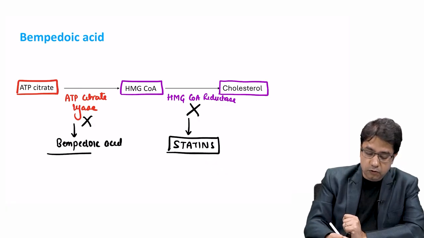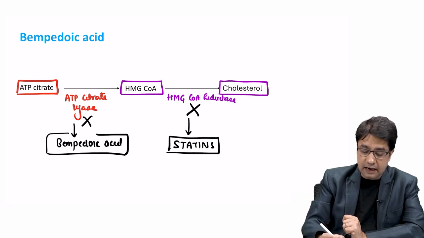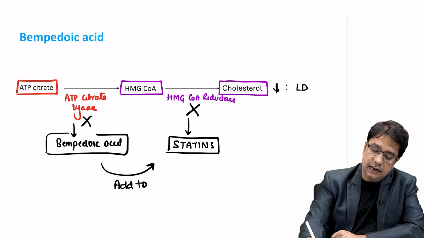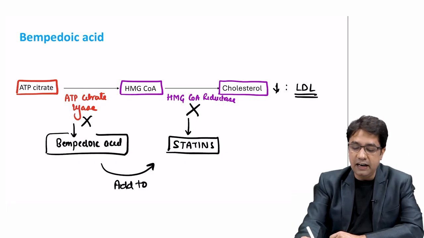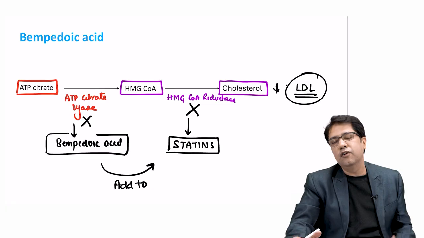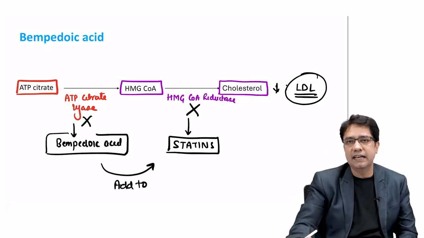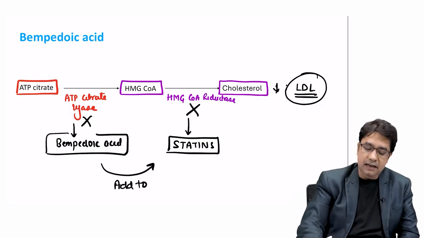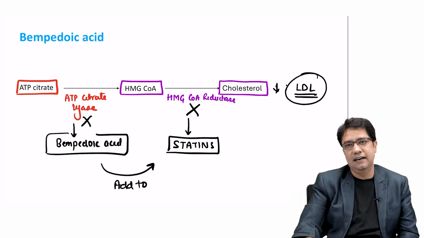So this is a new drug which is given as an add-on drug to statin to decrease cholesterol production, and cholesterol is the main component of LDL. A new add-on drug to statin is bempedoic acid. It also decreases cholesterol production by inhibiting ATP citrate lyase.